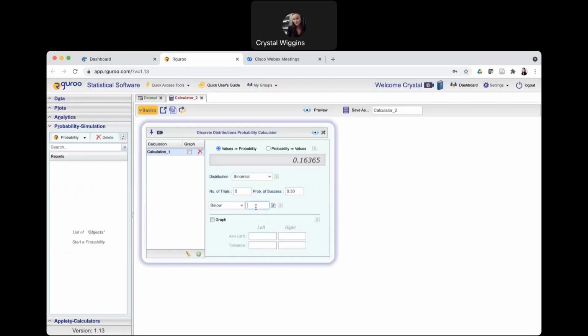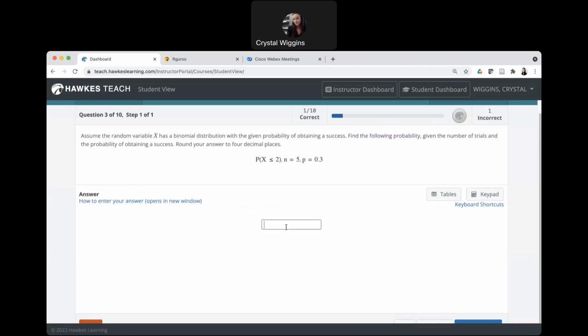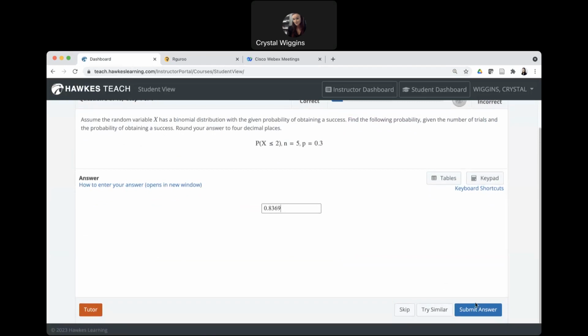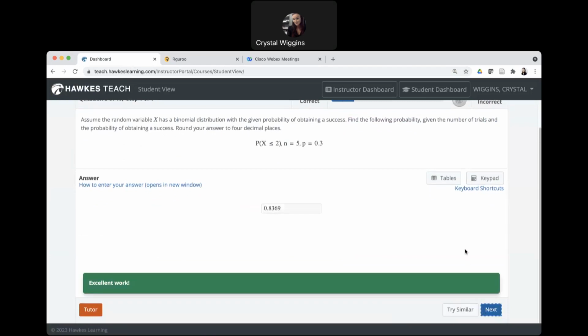Okay, so let's put a 2 in here and hit our eyeballs to get a new calculation. And we see that this is our probability of this situation occurring. So 0.8369. Yay! Moving on.